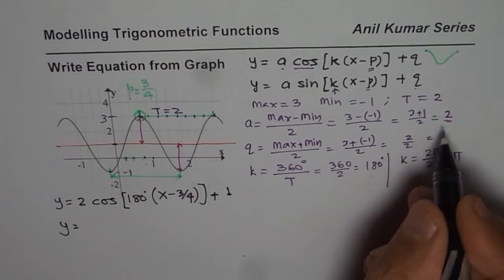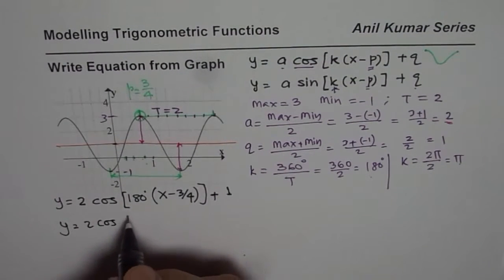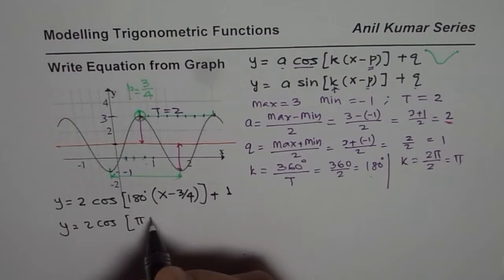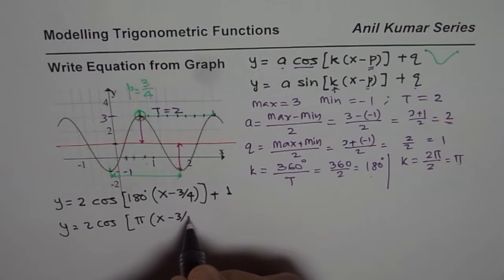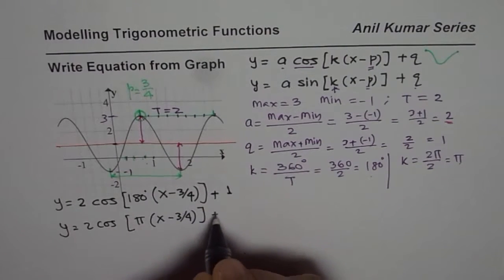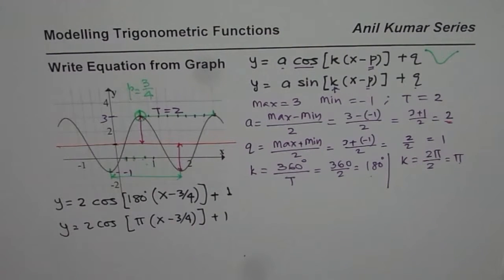In radians, you could write this as cos, just change it to pi, right? And x minus 3/4. Now, okay, and then plus 1. So you get your answer. That is it, right? Now, let us see how to write the equation for the sine graph.